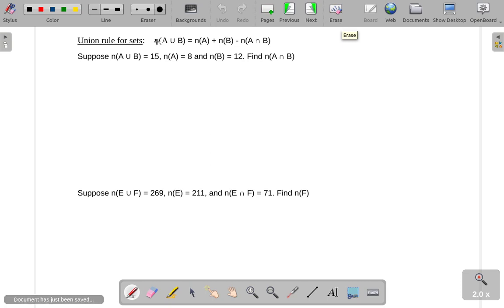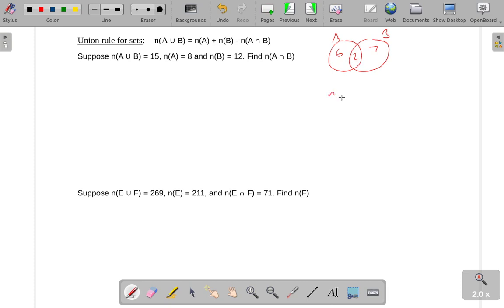The union rule is a way of figuring out the number of elements within a union of two sets, given the number of elements in the first, the number of elements in the second, and the number of elements in the intersection of the two. So one way to think about the union rule, let's say we have 6 elements in here and 7 elements in here. This is A, this is B. And we know that there's 2 elements in their intersection.